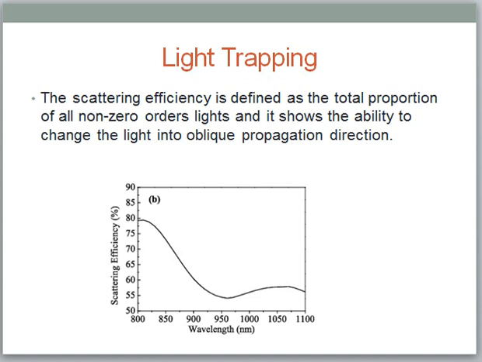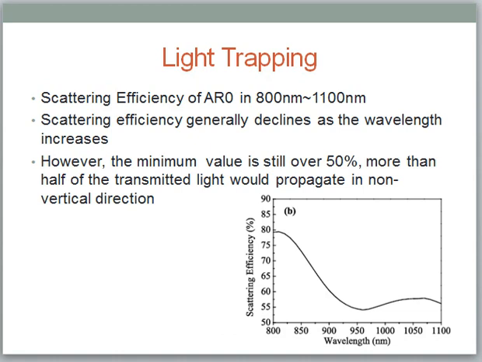The scattering efficiency is defined as the total propagation of all non-zero order lights, and it shows the ability to change the light into an oblique propagation direction. As you can see in the below graph, it's the scattering efficiency of AR0 from 800 nanometers to 1100 nanometers. Scattering efficiency generally declines as the wavelength increases. However, the minimum value is still over 50%. It means that more than half of the transmitted light would propagate in a non-vertical direction.